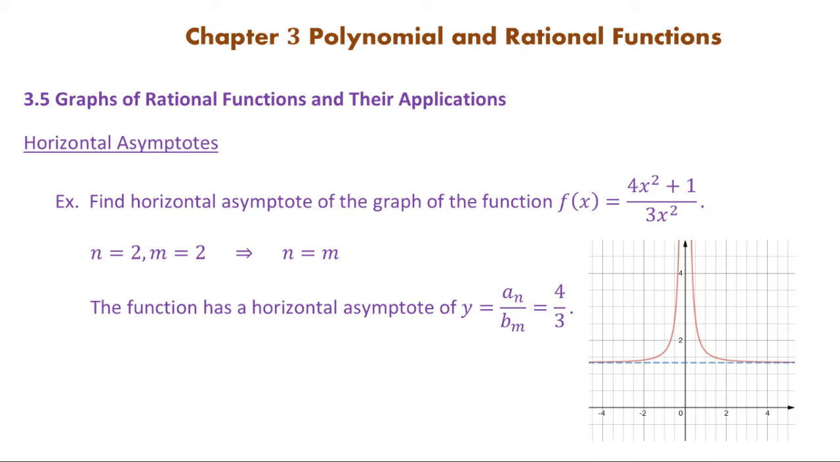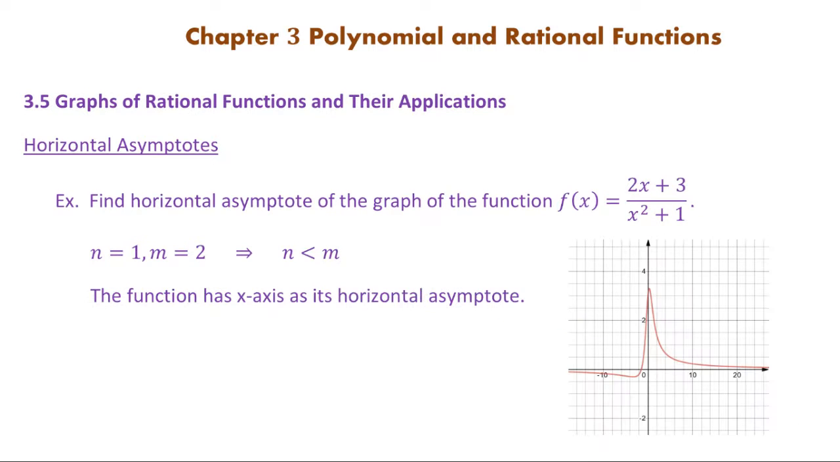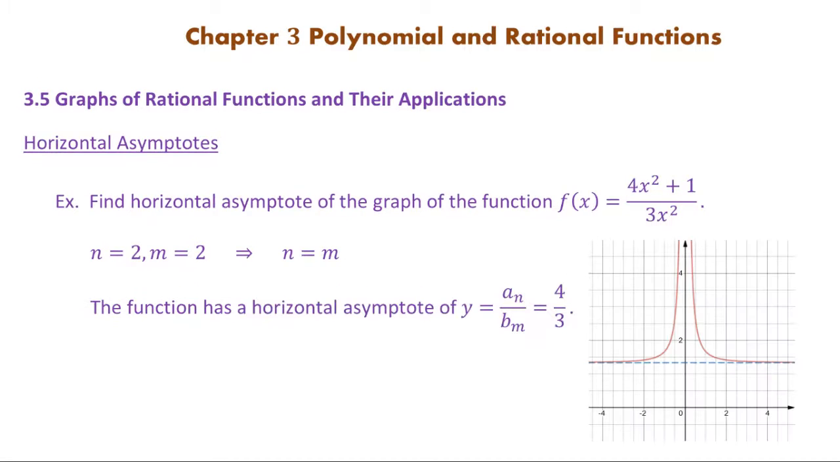You can also see there's a vertical asymptote, which is the y-axis. So this function has both horizontal and vertical asymptotes. In the previous example, it does have a horizontal asymptote, but not a vertical asymptote. So everything can happen.